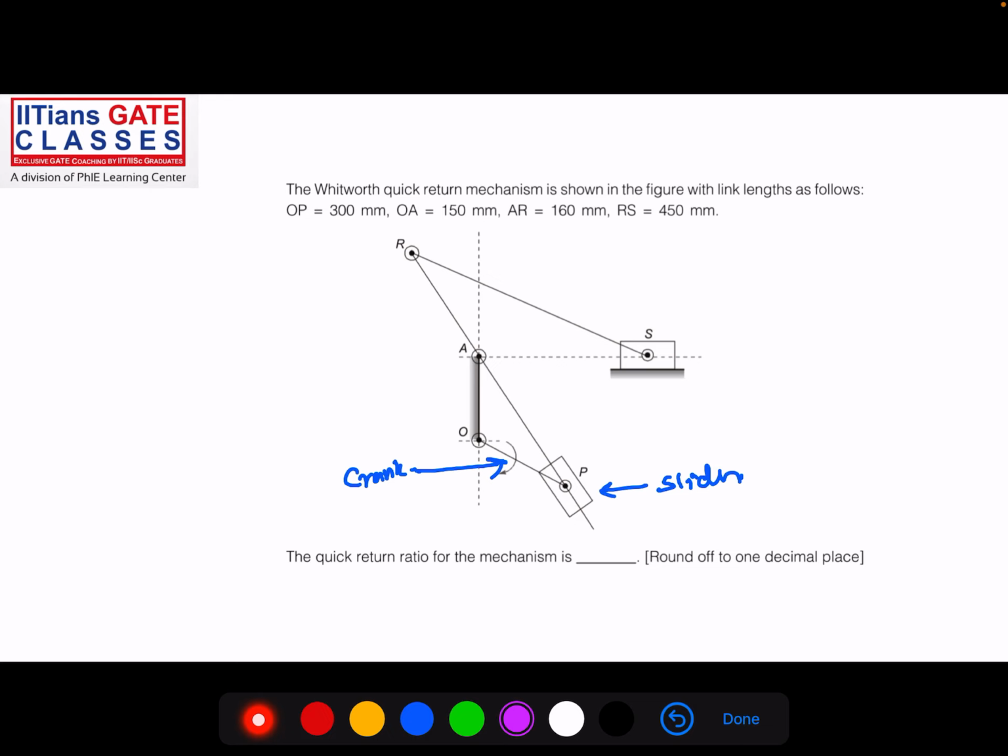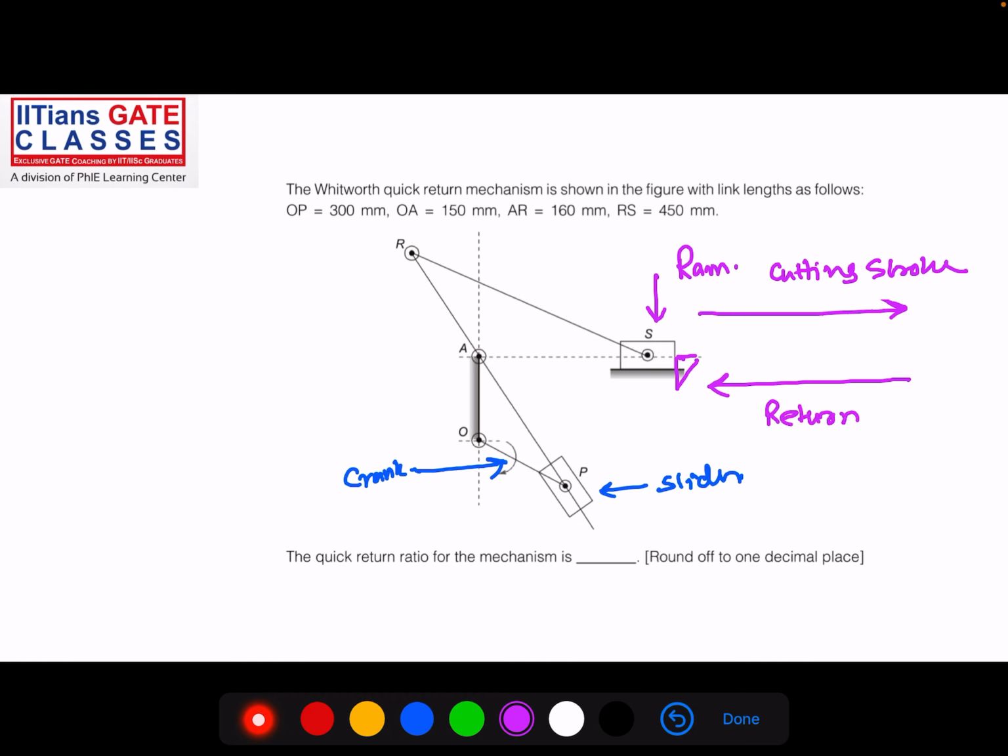So you have to understand first that this is the ram. There will be a cutting tool attached on the ram. When the ram moves forward, it is called the cutting stroke, because when the ram moves forward, it will cut the workpiece, whatever the workpiece might be, it is making a cutting motion. That is why it is known as the cutting stroke or the forward stroke. Then the ram will move backwards. That is the return stroke.